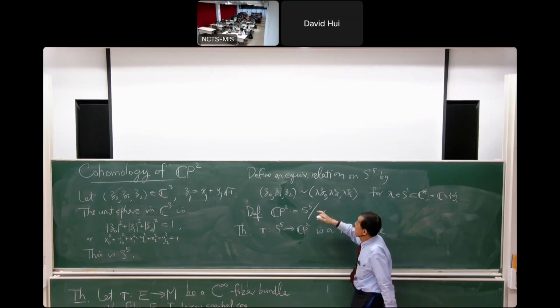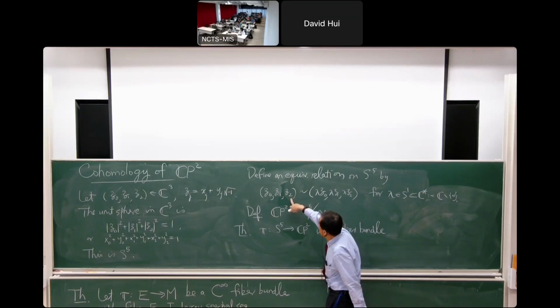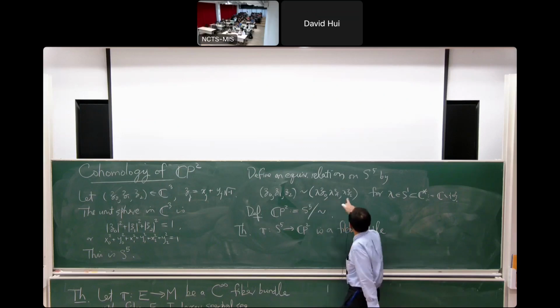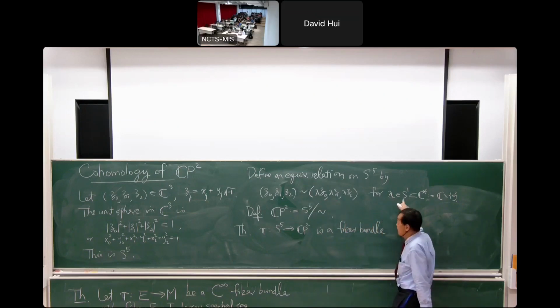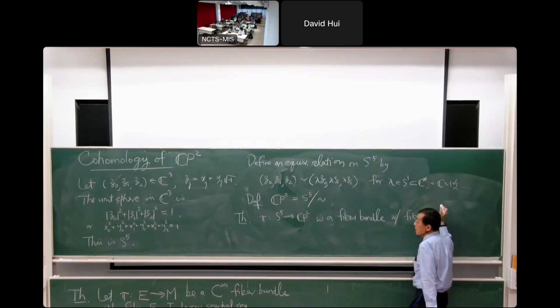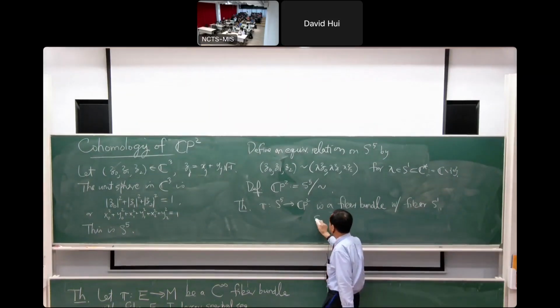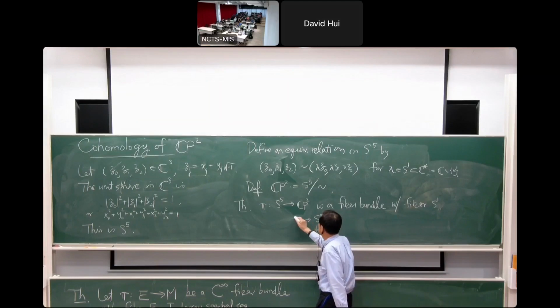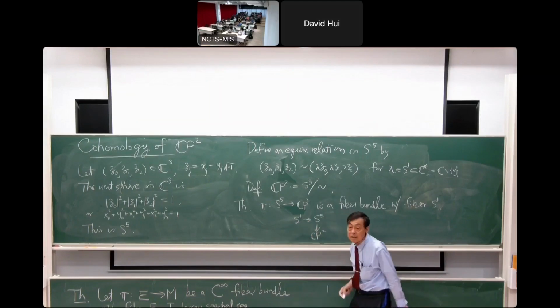Therefore, all the vectors equivalent to a given vector are multiplied by an element of the circle. So this is a fiber bundle with fiber S1. We usually write the fiber bundle with fiber S1 like this. You have a fiber bundle with fiber S1.